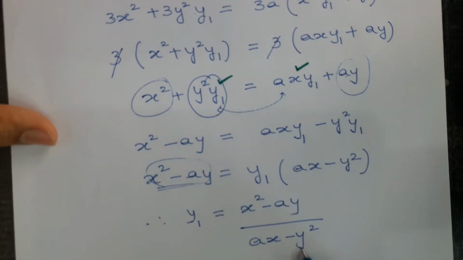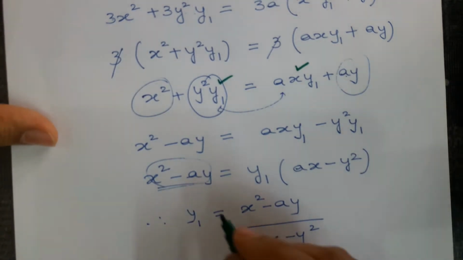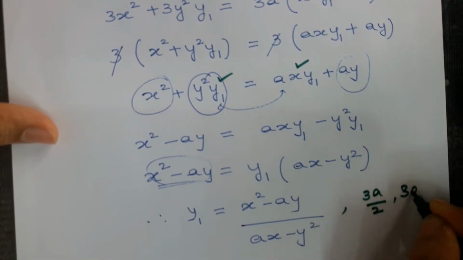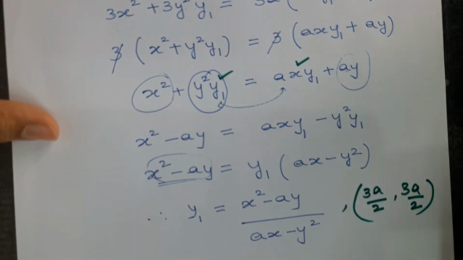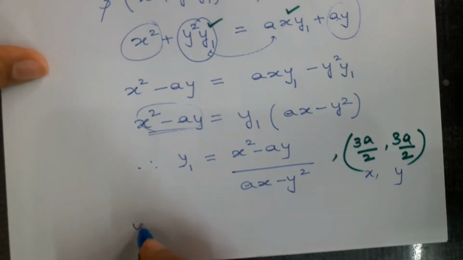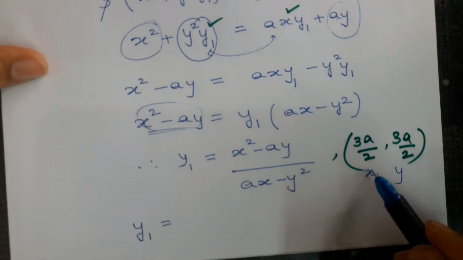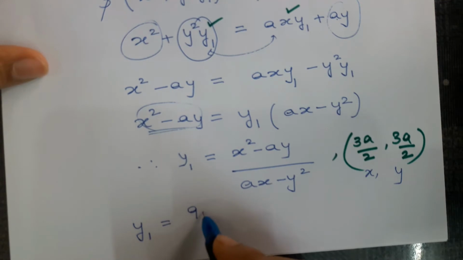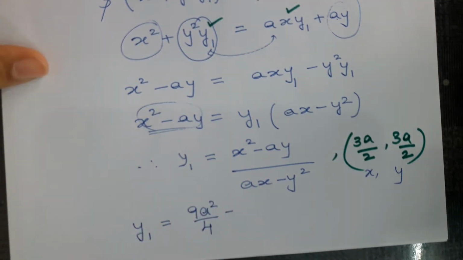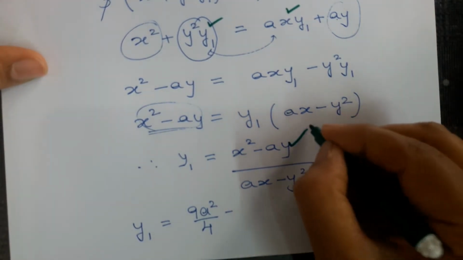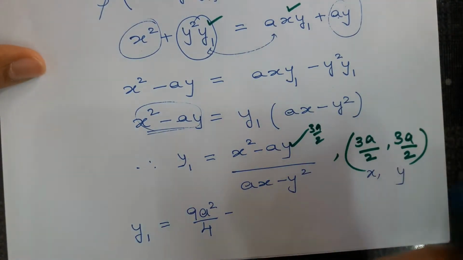After getting y1 I have to substitute the given point. What is the given point? (3a/2, 3a/2). In the expression for y1 I will substitute x as 3a by 2 and y as 3a by 2. So y1 is equal to, x value is 3a by 2, so 3a by 2 whole square, that is 9a square by 4. And y value is 3a by 2. Substitute.